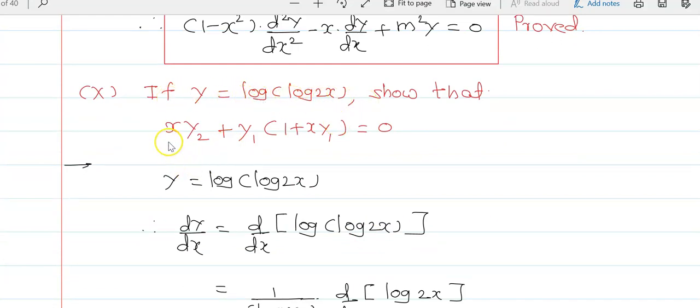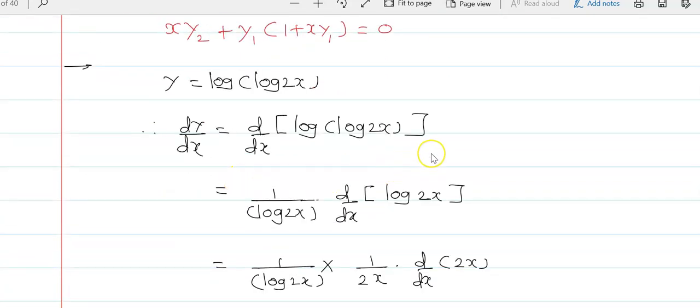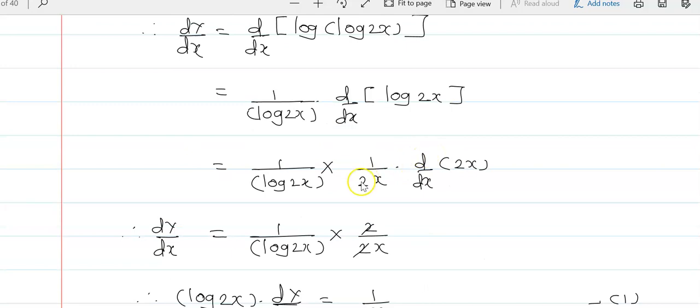y is equals to log of 2x. That is x y2 plus y1 in bracket 1 plus x y1. I had written my answer in the form of dy/dx. That is y equals log of 2x. Therefore, dy/dx is equals to its derivative. Next is 1 upon 2x into the derivative of log of 2x, which is 1 upon 2x. The derivative of 2x is 2.